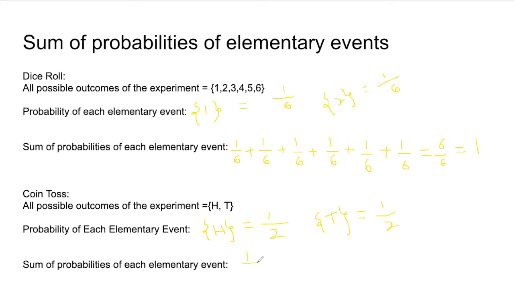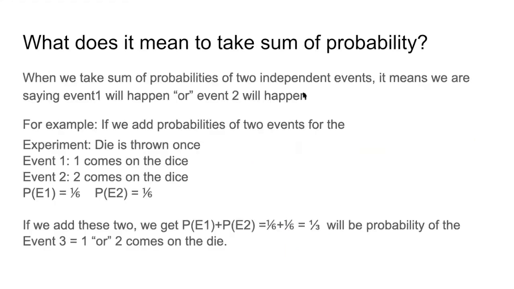Now the sum of probabilities, let us do it again. So 1 by 2 for heads plus the next outcome, 1 by 2 for tails. So the total will be what? 1 by 2 plus 1 by 2 is again 1. So we saw both the cases. When we add up the probabilities of all the outcomes, it becomes 1. Let us see why.